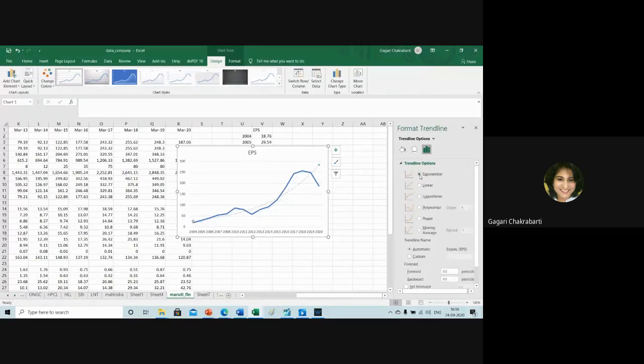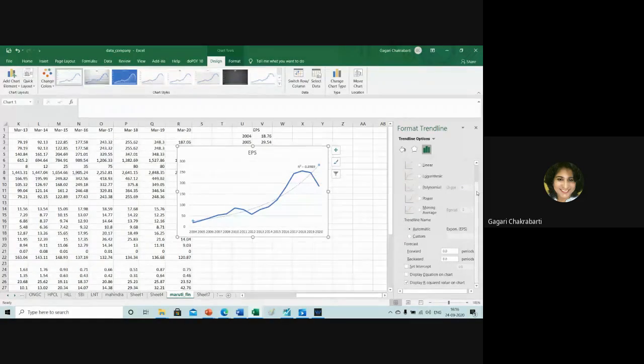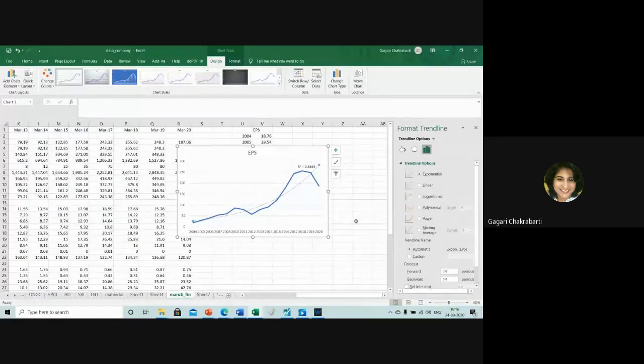Okay, so in every case, how to choose from among the different trend line options? You can always choose one, say exponential, and there you will find an option, display R squared value on chart. So if you click it, then the R squared value will be given here. And as you all know, the higher the R squared value, the better. So you can go for different options and write down the R square values in each and every case.